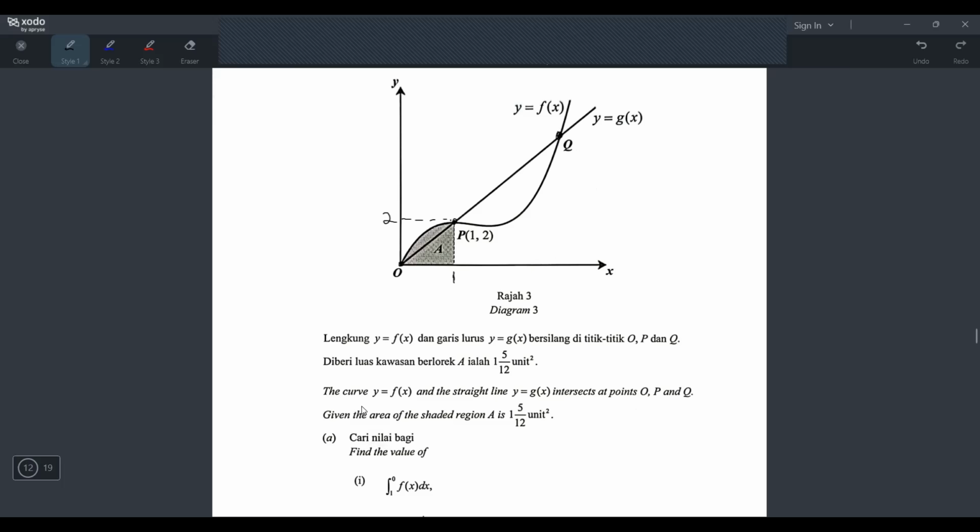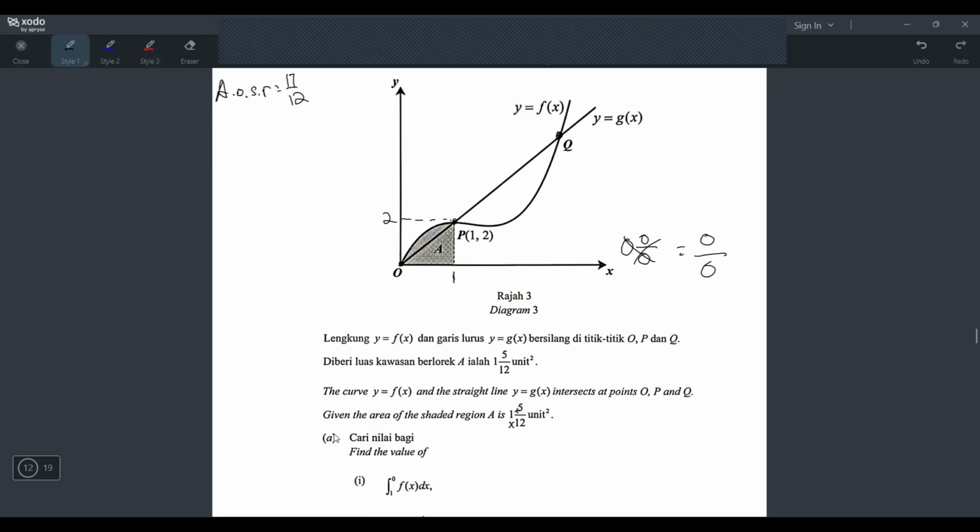And then they say the area of the shaded region is 1 and 5/12. Okay, let's write this down. Area of shaded region is 1 and 5/12. Let's convert this into an improper fraction because I don't like when my fraction is like this. I always convert to like this. So it will be 12 times 1 plus 5. It will be 17 over 12. But this one is the shaded region A's area, which is this area.